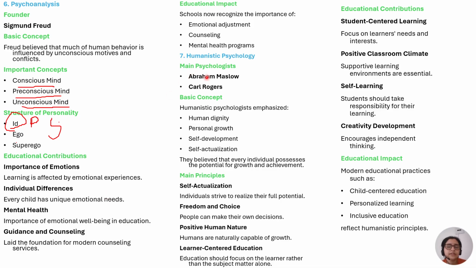Then the seventh one is humanistic psychology. Abraham Maslow and Carl Rogers are the pioneers. What are the points that they have emphasized? Human dignity, personal growth, self development, and self actualization. What is self actualization? Every individual will strive to realize their full potential. What am I capable of? That is self actualization. Freedom and choice. Then positive human nature. Then it emphasized learner centered education.